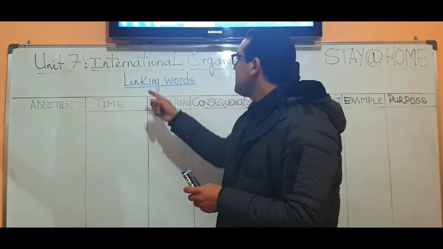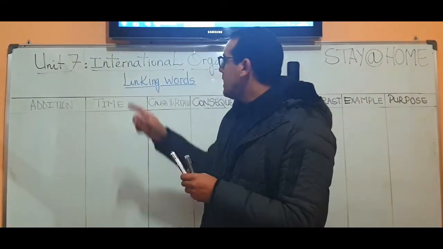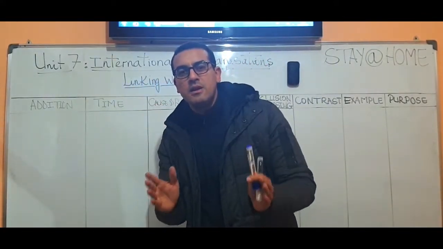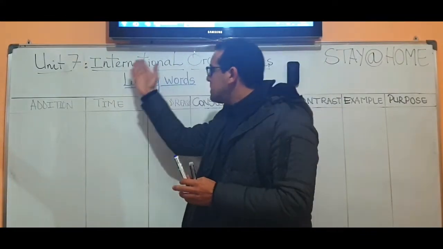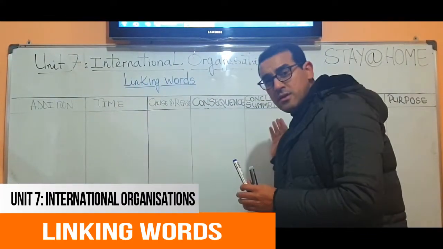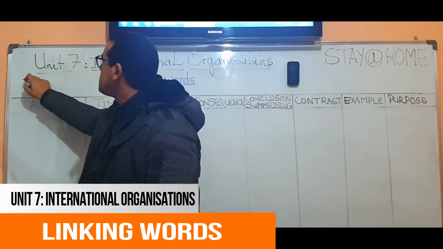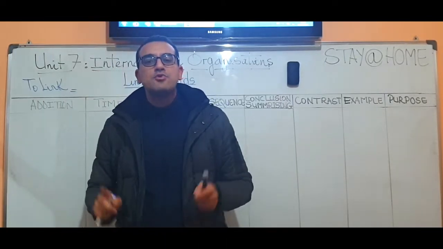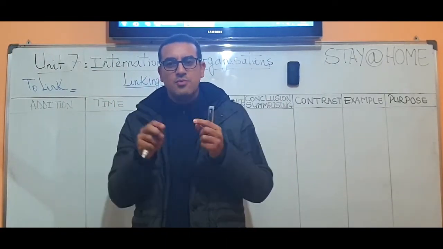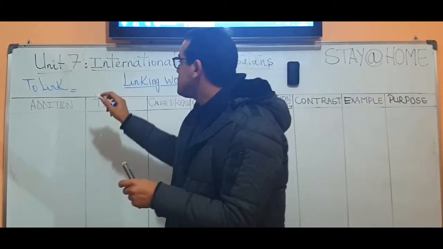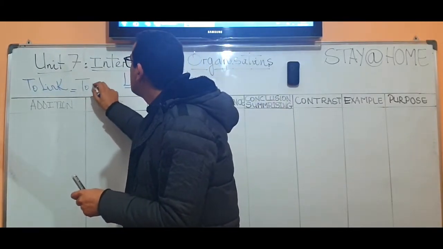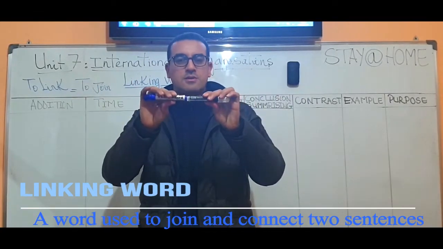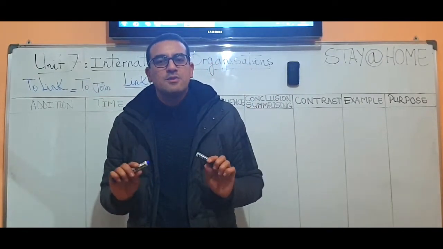So what do we mean by linking words? When we understand the word linking, we will surely understand the meaning of this title and all the lesson. When we say to link, we usually link two parts. We link two things which are separated. It simply means to join. To join two things. Here we're going to talk about sentences.